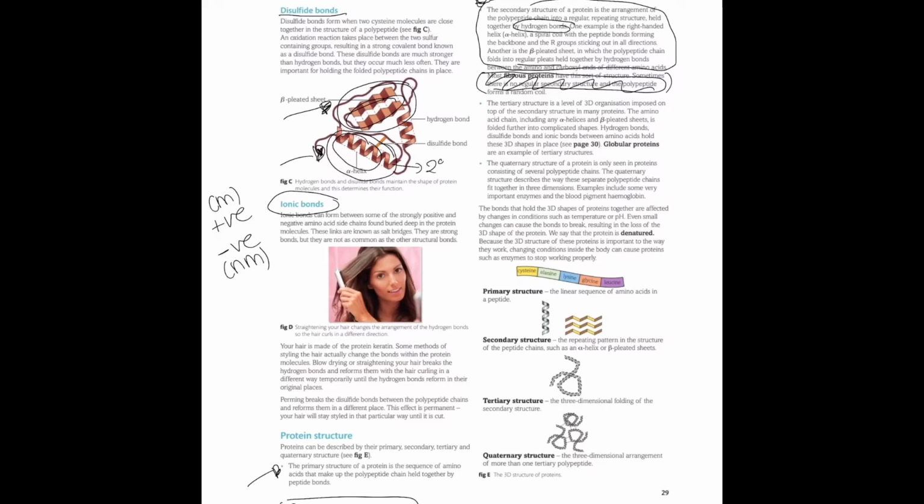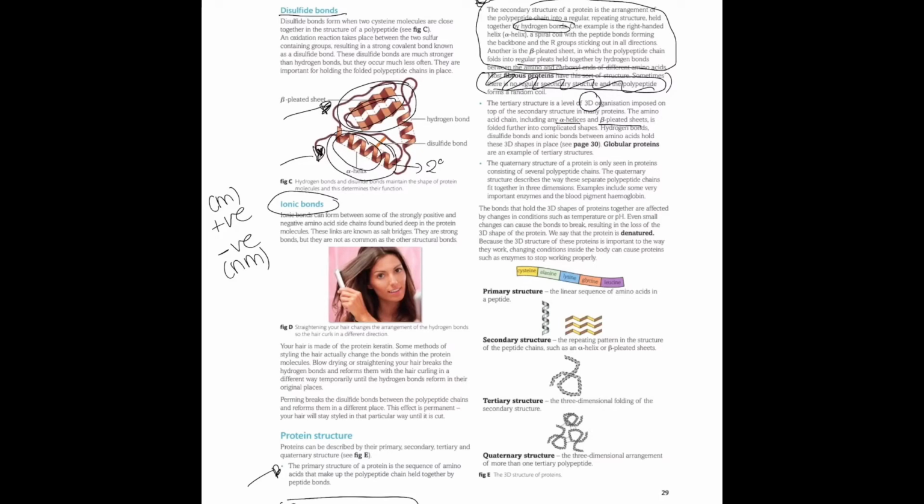The tertiary structure is a level of 3D. So now we're going to 3D. It is the organization imposed on top of the secondary structure of many proteins. The amino acid chain, including alpha helices and beta-pleated sheets, is folded further into complicated shapes. Hydrogen bonds, disulfide bonds, and ionic bonds between amino acids hold the 3D shape in place.